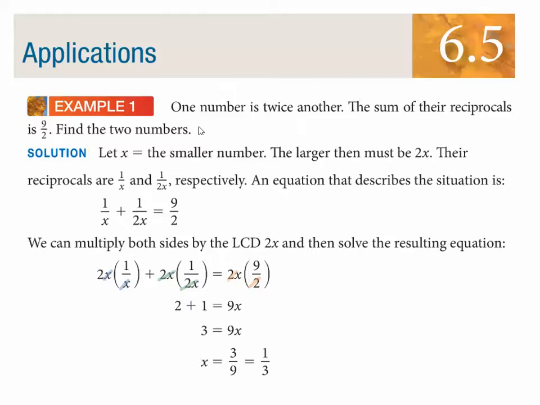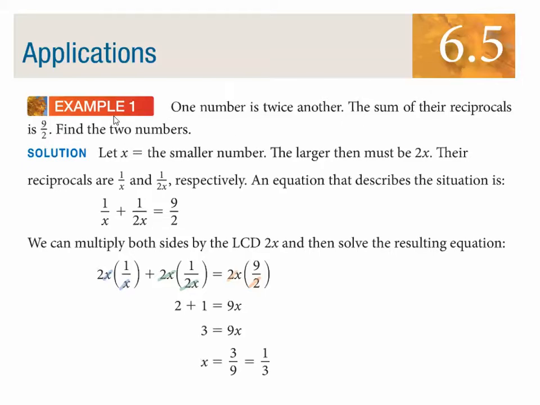Okay, anyways, very similar to the word problems we have been doing. Hopefully you're becoming a little bit more familiar with word problems. Maybe the online stuff has helped a little bit. Okay, maybe not. So one number is twice another. The sum of their reciprocals is 9/2.